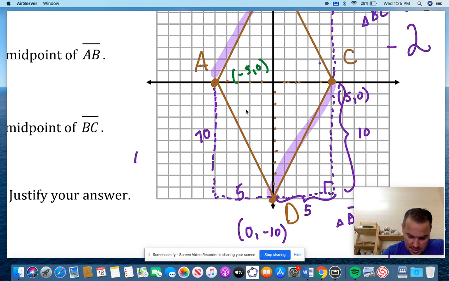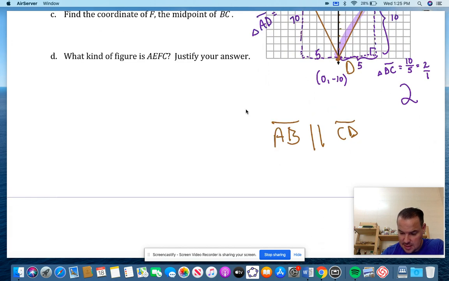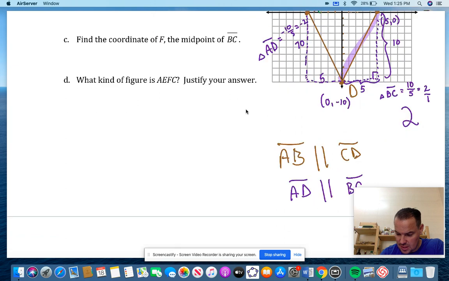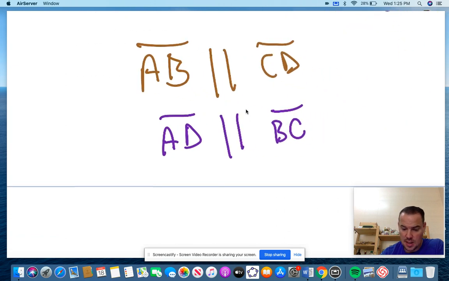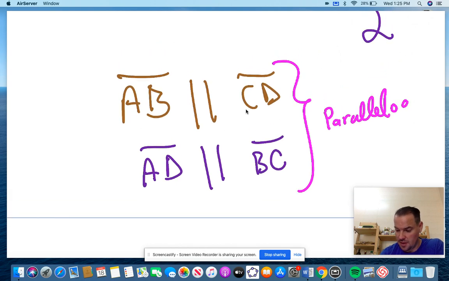Now in terms of gradient, I got the gradient of A to D. That's negative 10 over 5. That's negative 2. Therefore, I have another conclusion to write. I have AB is parallel to CD, and now I know that AD is parallel to BC. I've got 2 sets of opposite parallel sides. Because of these beautiful geometric claims, I know for sure you're a parallelogram. It's the entire definition of exactly what a parallelogram is: opposite sides being parallel to each other, all right?